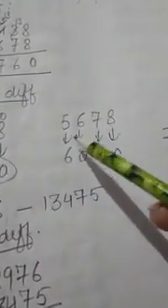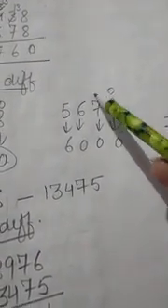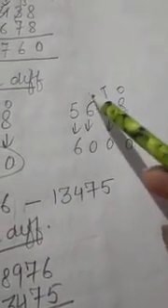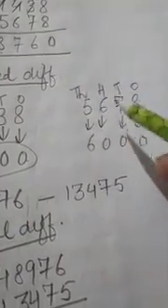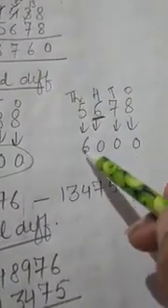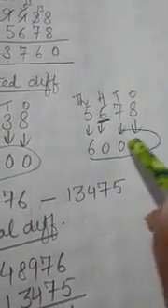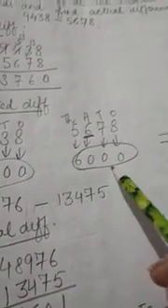And what is the next number? 5678. Ones place digit will become 0, tens place digit will become 0, hundreds place digit will also become 0, and thousands place digit will become next. Why? Because hundreds place digit is more than 5, so thousands place digit will become next. It will become 6000. So we got 9000 and 6000.